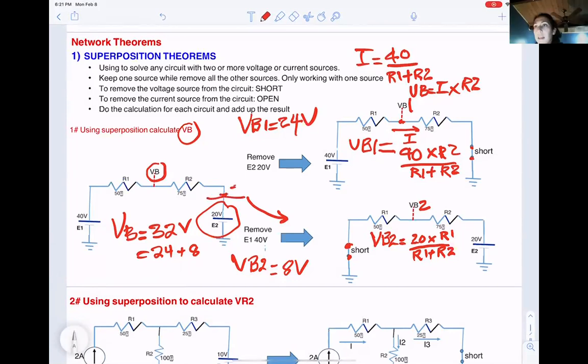Okay, so it doesn't matter that the currents are going opposite of each other in the circuit because we don't look at the voltage sources together on the circuit. Just add them up. Okay, but what if E1 and E2 are both 40 volts?